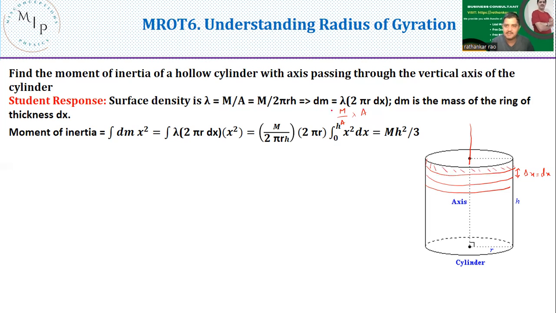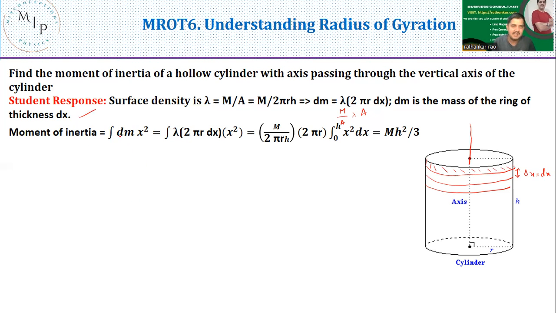Now, which mass is this? The mass of the ring. It is 2 pi r, the circumference, multiplied by delta x. Delta x is the height of the ring. As a result, I call this dm. What is dm? dm is the mass of the ring of thickness dx. Wonderful, he did it well. Until here, no problem at all.